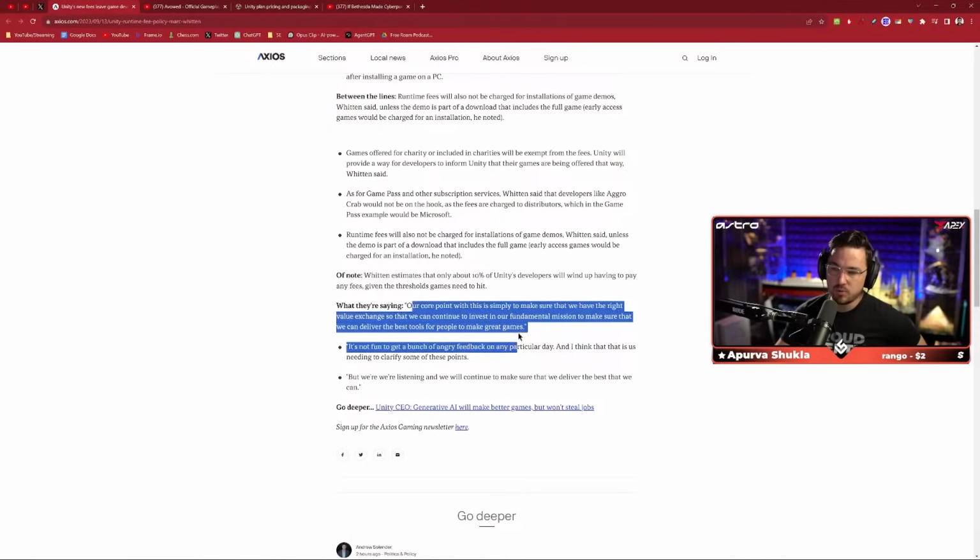For real. Our core point with this, said the guys over at Unity, is simply to make sure that we have the right value exchange so that we can continue to invest in our fundamental mission to make sure that we can deliver the best tools for people to make great games. In other words, they're like, we're not making enough money right now. We want to make more money. So that's why we're doing this.